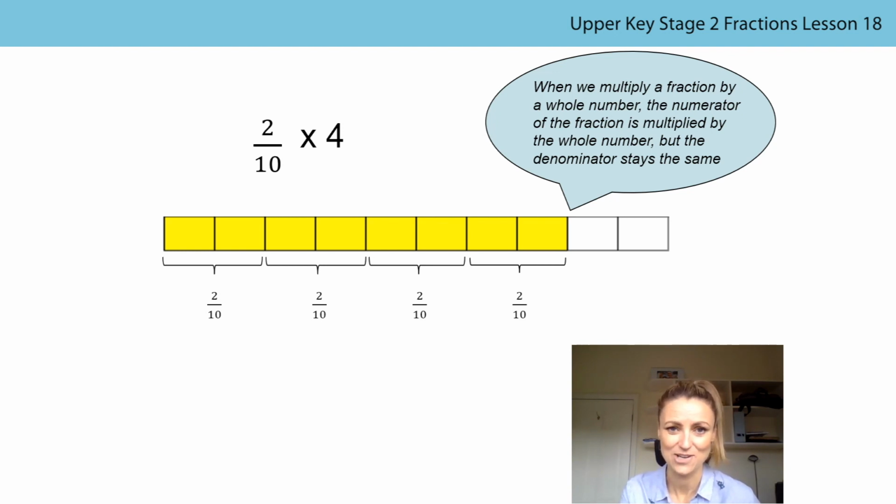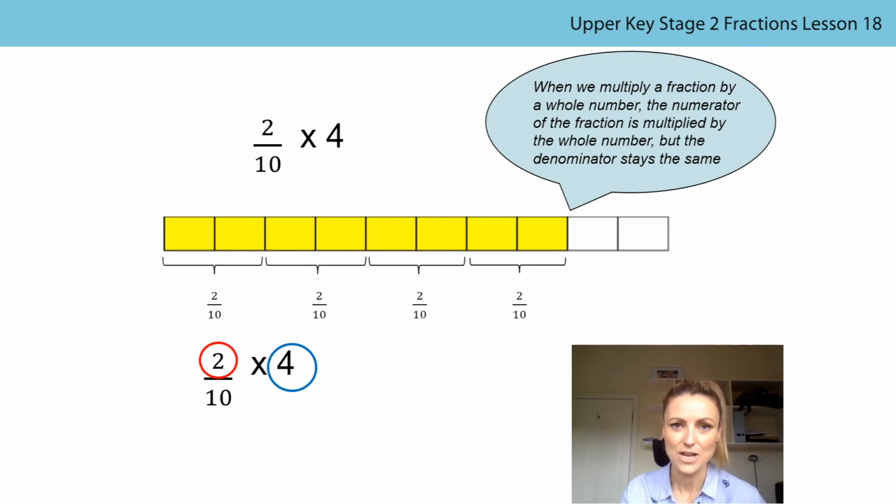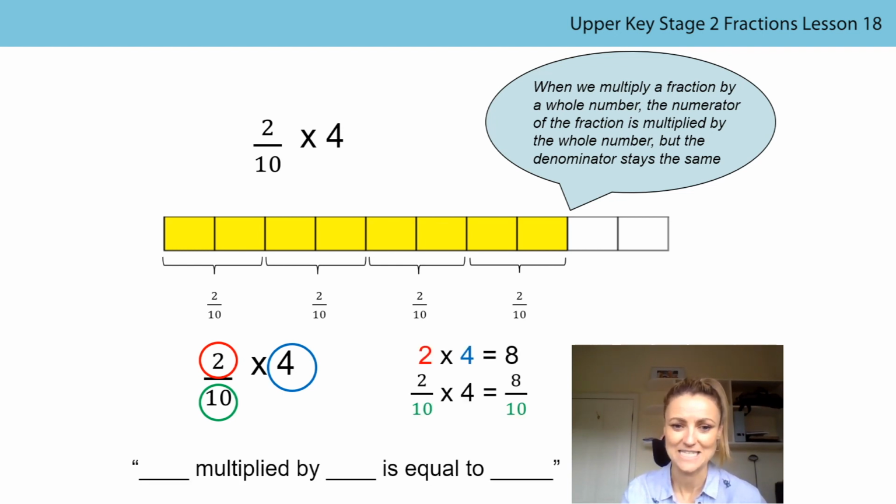Okay, how did you get on? So from the model we can see that we've got 2/10 4 times, 2/10 multiplied by 4. And when I look at that generalisation, I'm reminded that the denominator stays the same and I multiply the numerator by the whole number. And so here we go, 2/10 multiplied by 4. Remembering that numerator multiplied by the whole number and remembering that the denominator stays the same.